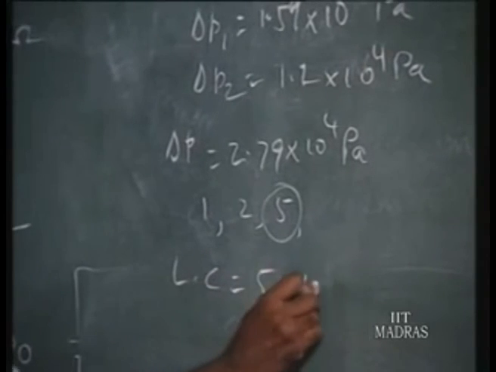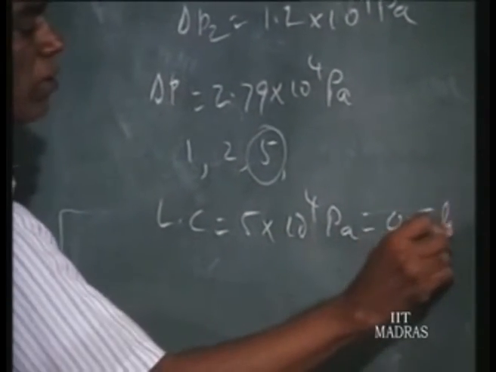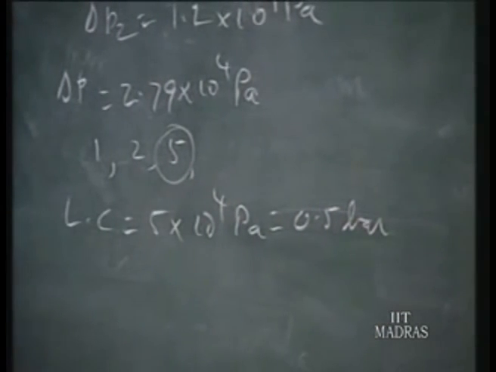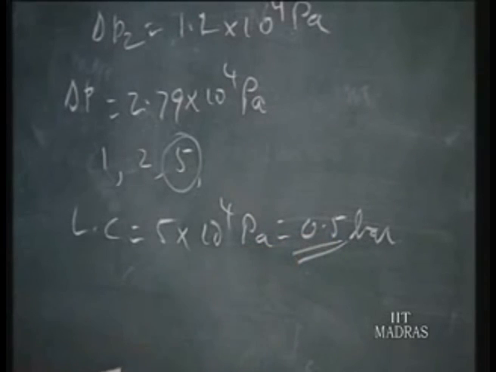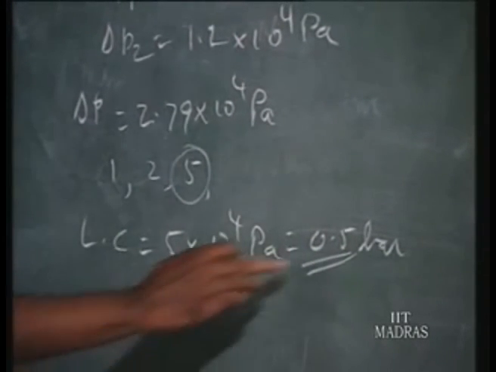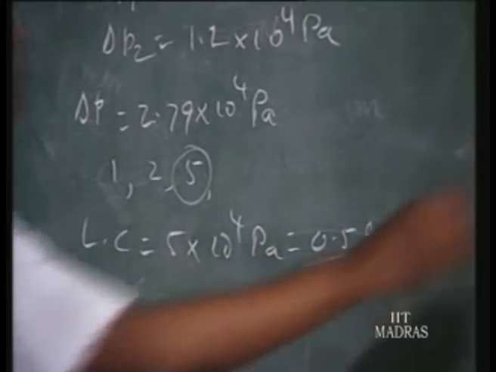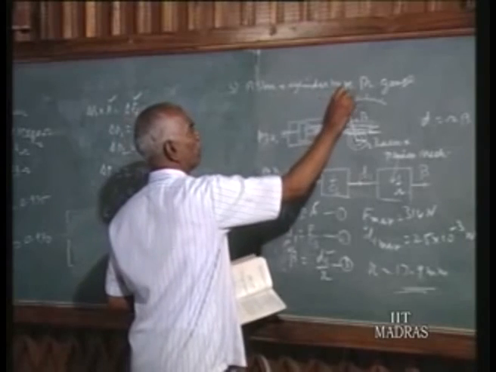So 5 into 10 to the power of 4 Pascal is approximately 0.5 bar, because 1 bar is equal to 10 to the power of 5 Pascal. So 0.5 bar instruments are there. For this instrument the least count should be 0.5 bar. That is what you have decided. Then what should be the graduation length, that is another aspect. It should be 1.5 mm.